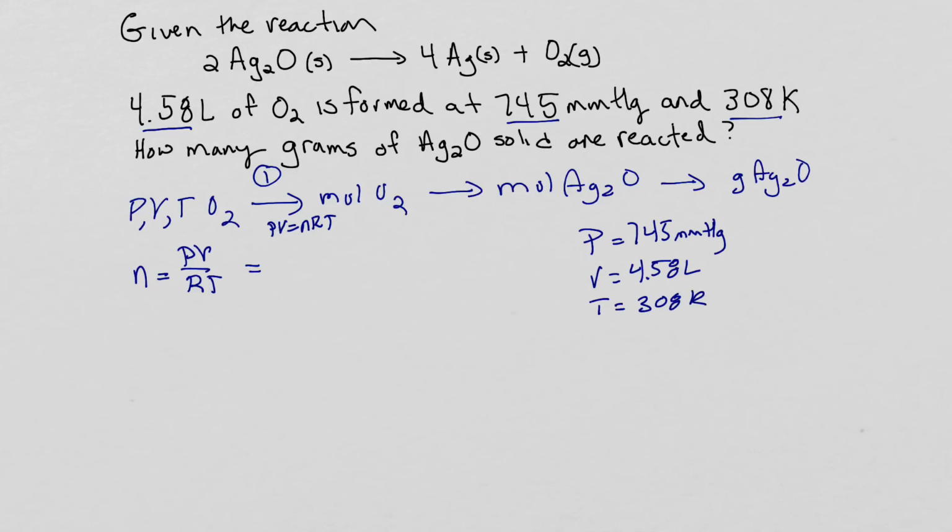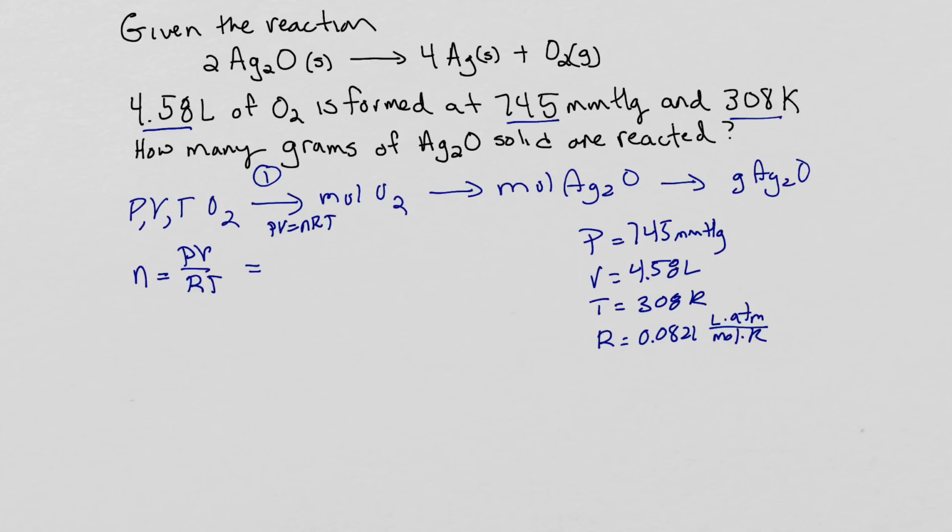Now, one of the things we have to be really careful of here is, remember, because of R, right? R equals 0.0821 liter atmosphere per mole Kelvin, we have to have certain units. We know that our pressure has to be in atmospheres, but we have it in millimeters of mercury. So we're going to have to change this to atmospheres before we solve our problem. Now volume is in liters, temperature is in Kelvin, so we're good there. So let's do this conversion.